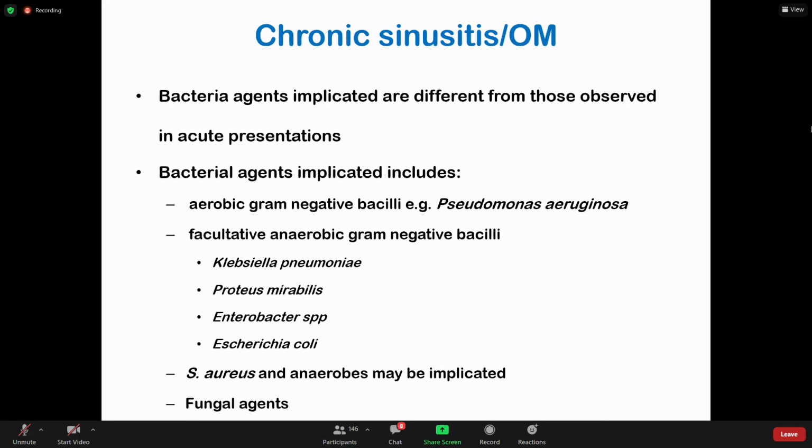Now, depending on the patient's history, organisms such as Staph aureus and anaerobes may be implicated, particularly when you have some form of intervention before the condition arose. For example, maybe the patient went for an ENT procedure and later came down with infection. In that case, you may be dealing with hospital-acquired pathogens such as Staph aureus. Fungal agents such as Rhizopus species can also give rise to this condition.